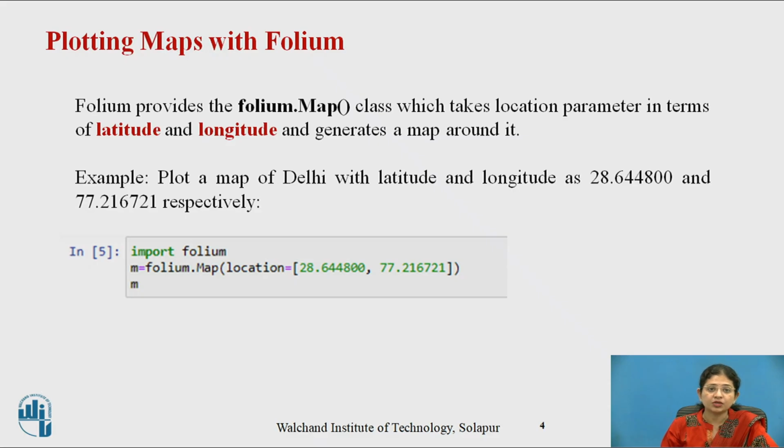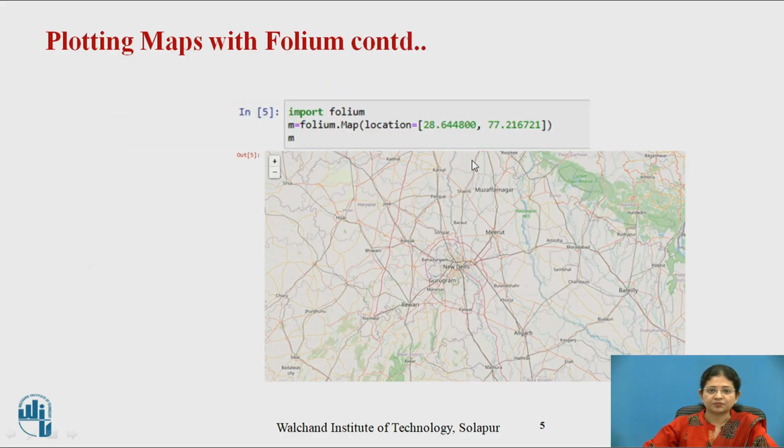Folium provides the folium.Map class, which takes the location parameter in terms of latitude and longitude and generates the map around it. For example, plot a map of Delhi with the latitude as 28.644800 and the longitude as 77.216721 respectively. So look at here, I have imported folium. m is a variable and folium.Map where the parameter is location, and the two values, latitude and longitude, are given. So when I print m, it shows the map like this.